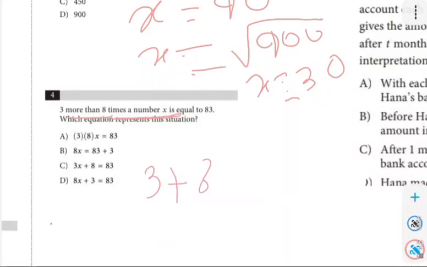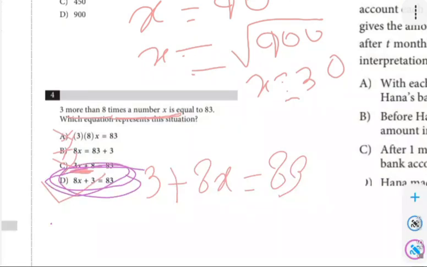3 more than 8 times the number x is equal to 83, and we can eliminate this. Here it is not 3 more than, it's 3 times the number x, so it is also wrong. The correct option is D here, that is 8x plus 3.